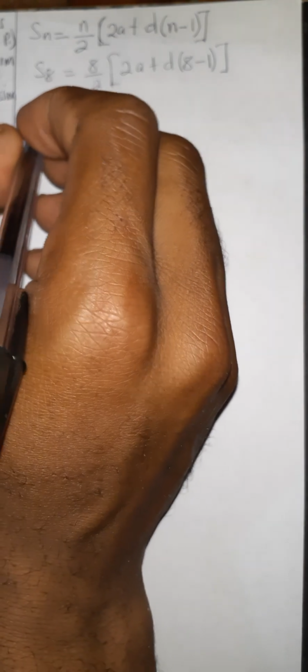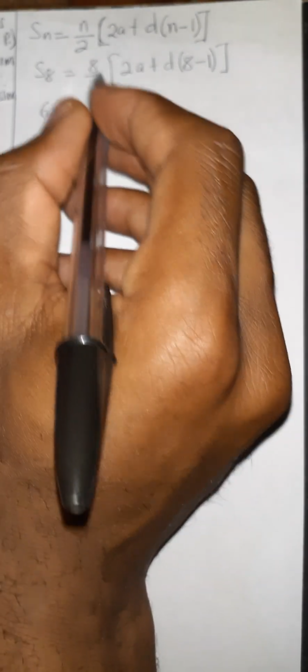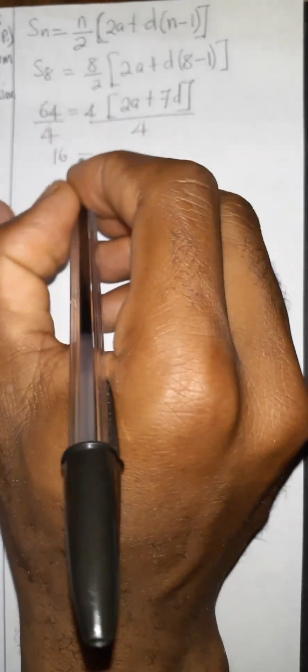After that we simplify. The sum of 8 terms we are given to be 64. So 8 over 2 is just 4, open bracket, here is 2a, then 8 minus 1 is 7, times d, so plus 7d. Then we can simplify by dividing both sides by 4. So 64 divided by 4 is 16, equals 2a plus 7d.